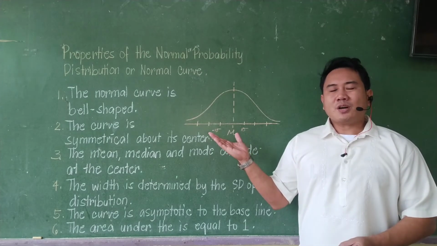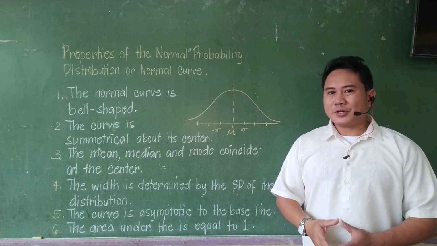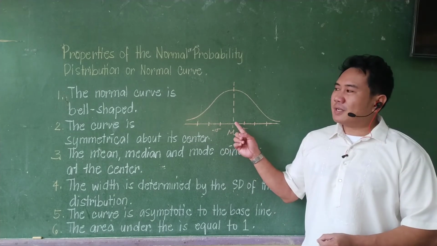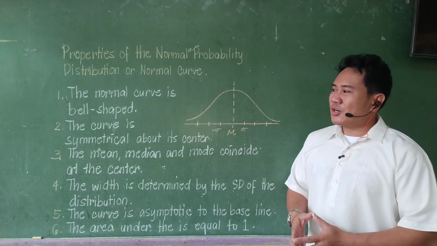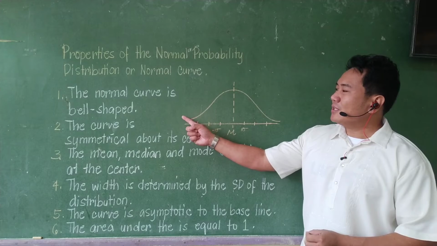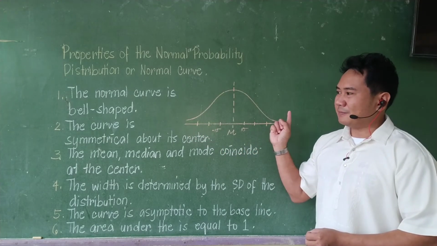These are the properties of a normal probability distribution, or simply a normal curve. This is what a normal curve looks like. First, the normal curve is bell-shaped. If you will notice, the shape of the normal curve resembles a bell.